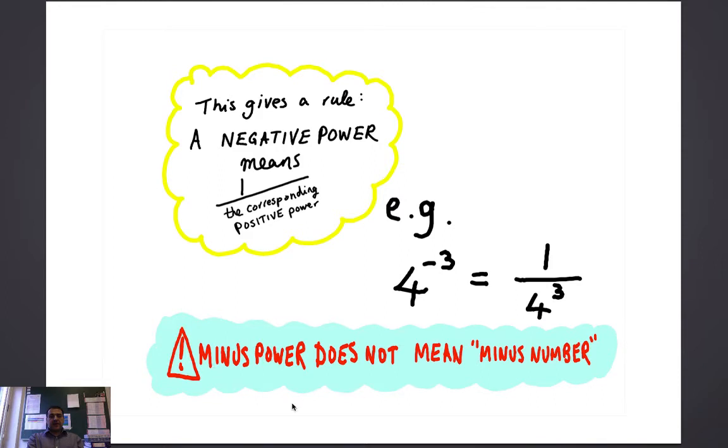Now, I've put a little thing in a blue cloud here. Minus power does not mean minus number. This is a common mistake that people make. They see a minus in the power and they think that it should be equal to a minus number, but it's not. So a minus power is often giving you a very small number because it's 1 divided by something, but it's not giving you a minus number.